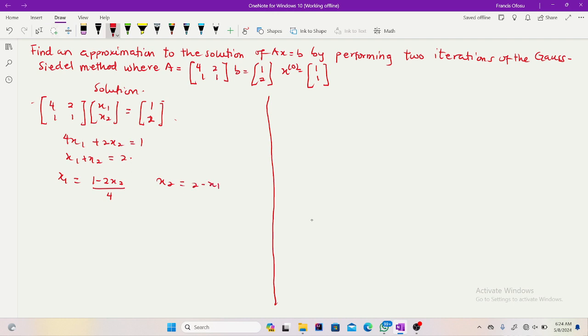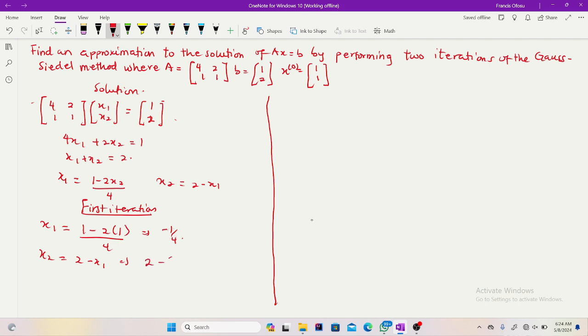For Gauss-Seidel, you write your first iteration. So x1 is equal to 1 minus 2 times the initial guess, which is 1, all over 4. This gives 1 minus 2, which is negative 1 over 4. Then x2 equals 2 minus x1. Remember, Gauss-Seidel takes the current value, so we take negative 1 over 4.